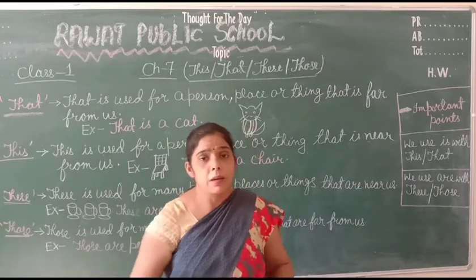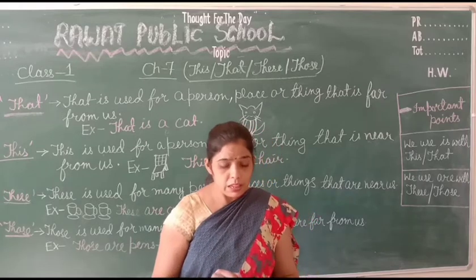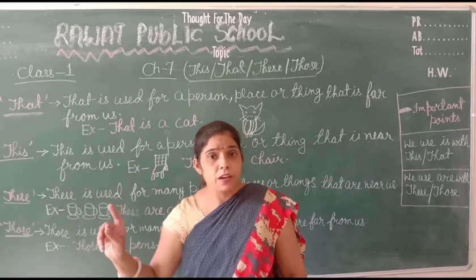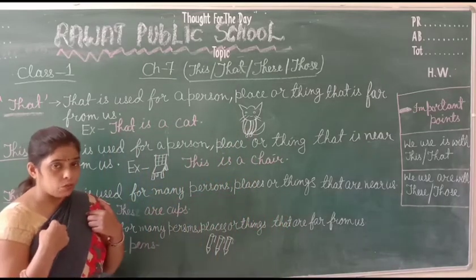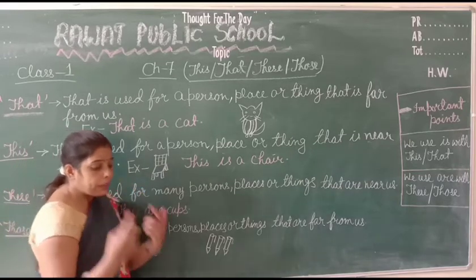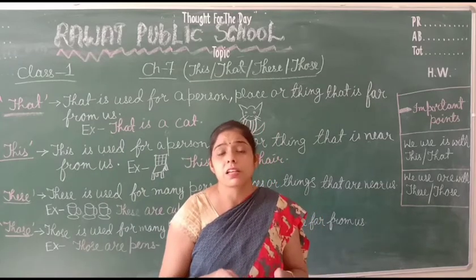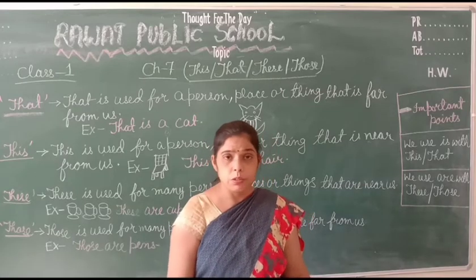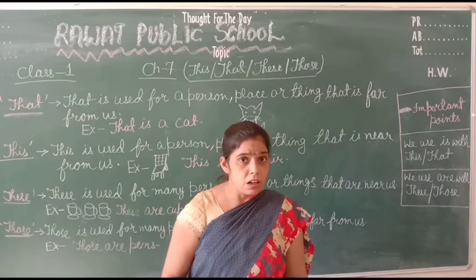Now let me see the same example. When I'm standing here and I am talking about this book, this is a book. In the first example, I used that is a book. Why? Because the book was far from me. उस समय book जो थी वो मुझसे दूर थी, इसलिए मैंने that use किया था. But this time, taking the same example, I am using this. लेकिन मैं this का use करूँ. Why? Because I am standing near the book. मैं book के बिल्कुल नजदीक खड़ी हूँ. So this time I will say this is a book.